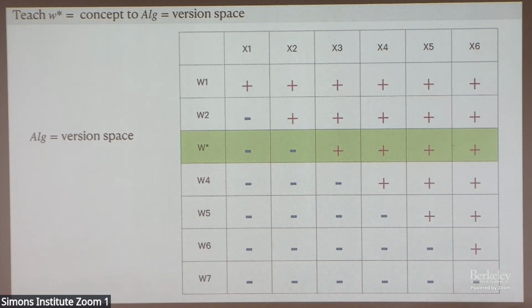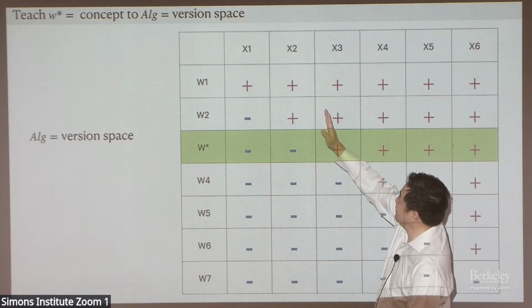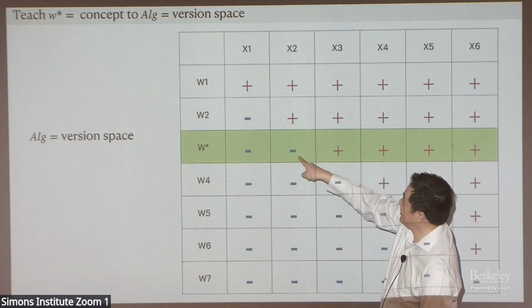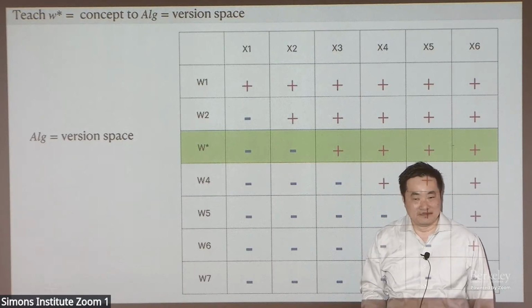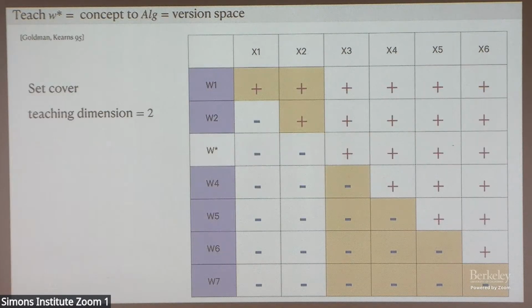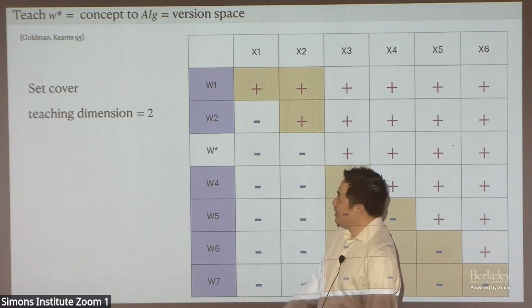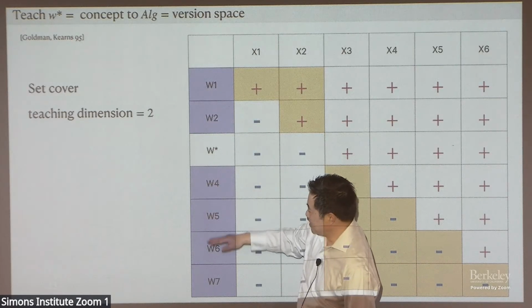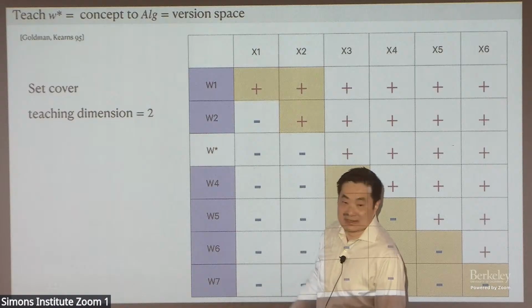Now the question is, just by inspection, we sort of know that the teacher really should pick X2 negative, X3 positive as the teaching set. How do we think of that? One very useful way to think of this is as a set cover problem. Let me explain. The universe that we're trying to cover is actually all the thresholds that are not my target threshold. So we want to cover the universe of these 6 functions.